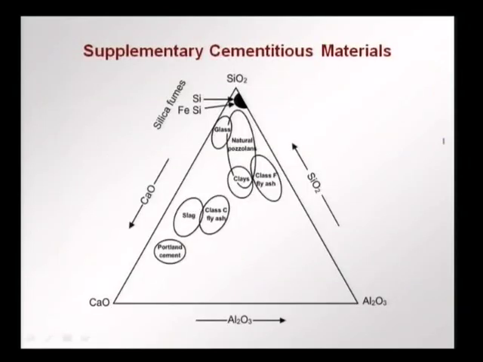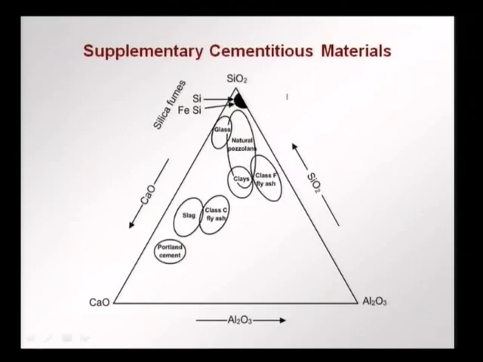The different supplementary cementitious materials or admixtures can be put in this ternary diagram, where we have admixtures with very high purity in silica, such as silica fume up here. Then we have fly ashes. We have generally two classifications of fly ashes: class F with a higher silica content, then class C fly ash which has a higher calcium oxide content. Portland cement for comparison is down here, slag is here.